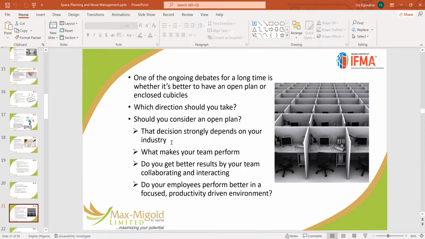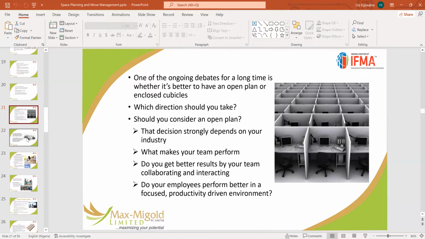Do you get better results when the team collaborates? These are some of the factors that you need to look at. Do your employees perform better in a focused, productive, driven environment? You need to know this data, and that will help you to plan and ensure you take the right decision when it comes to doing the necessary stuff.